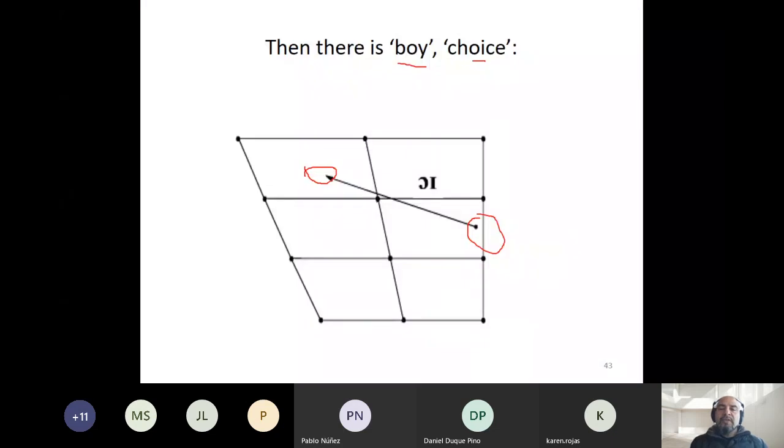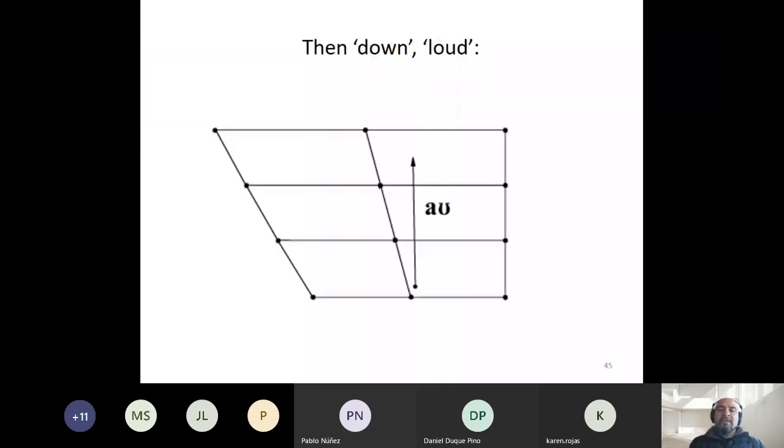The next closing diphthong, as you can see, also glides from a low position to a very high position here. Remember that this short U was placed around this area, right? The diphthong is ow, as in down and loud. Okay, down and loud.